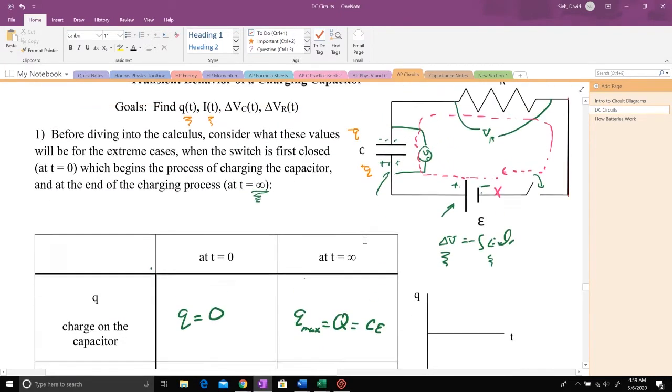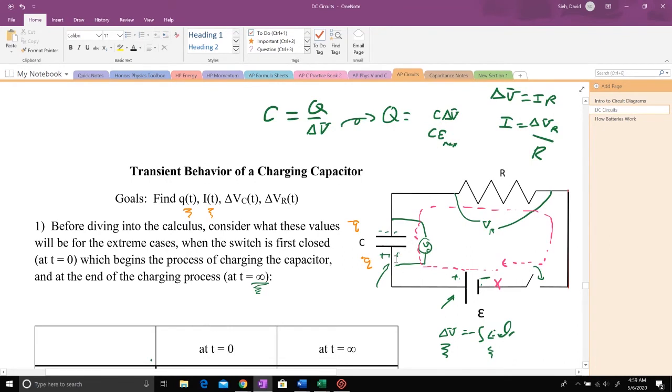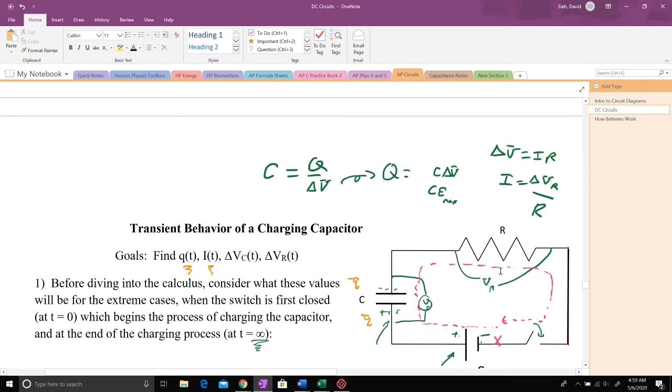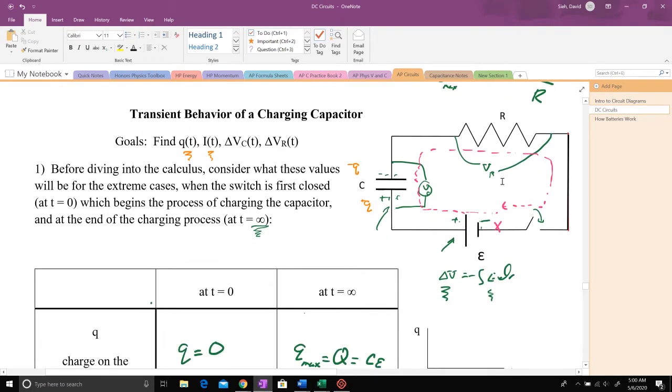At the end, when this capacitor is fully charged, no more charge is going to be flowing to it. Well, then will any charge be flowing through the resistor anymore? If there's a break in the circuit here, right? That's what a capacitor at the end acts like. You say, well, then there's no more charge flowing through the resistor. That means the current through the resistor is 0, right? And if there's 0 current through the resistor, then by this formula, if I is 0, the delta V is going to be 0.